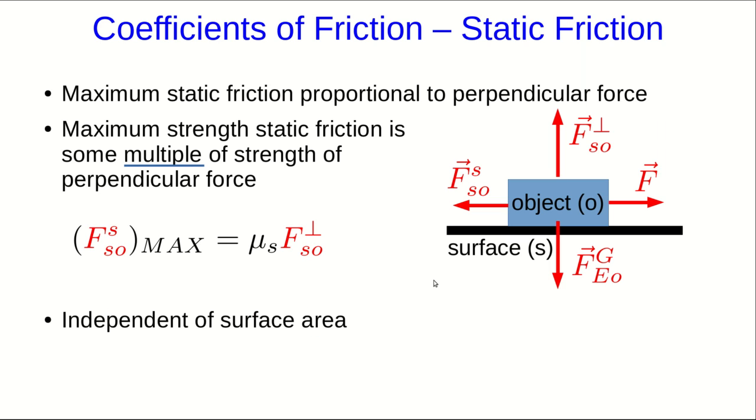A surprising property of static friction coefficients is that they tend to be independent of the surface area. So if we take the object and sit it on a different face with a different area, we'll find that the maximum static friction is the same. And the other thing is that it's a property of the surfaces. So static friction coefficient for, say, wood on wood is different from the static friction coefficient for steel on wood or steel on steel or rubber on steel.